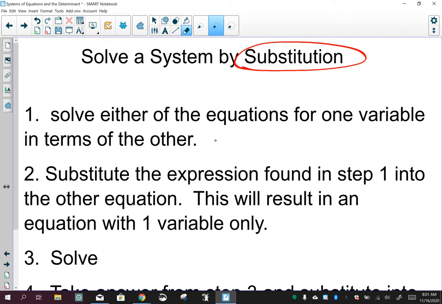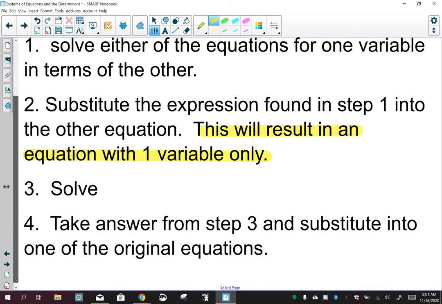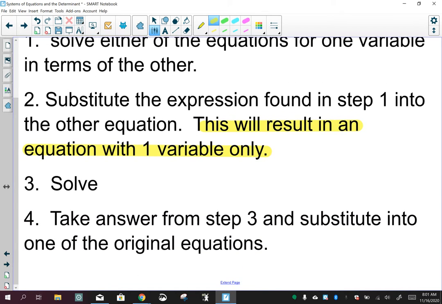Then number two says substitute that expression that you found in step one into the other equation. Here is the key to make sure that you've done it right. This will result in an equation with one variable only. If you have two variables, you didn't do it right. You should only have one variable once you substitute in. And then you're going to solve. And then whatever answer you get, you're going to substitute that answer and solve for the other variable in the other equation.